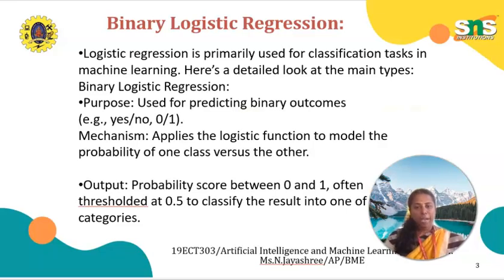This is binary logistic regression. Logistic regression is primarily used for classification tasks in machine learning. Binary logistic regression is used for predicting binary outcomes, yes or no, or 0 or 1. It applies the logistic function to model the probability of one class versus the other. The output is a probability score between 0 and 1, often thresholded at 0.5 to classify the result into one of the two categories. This is binary logistic regression.